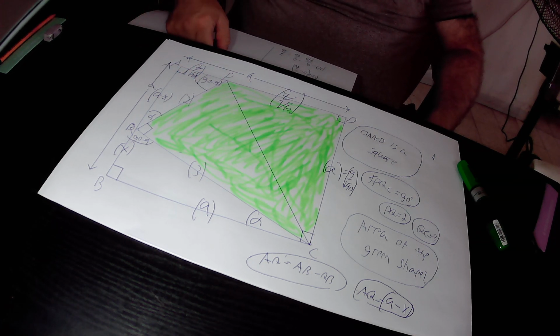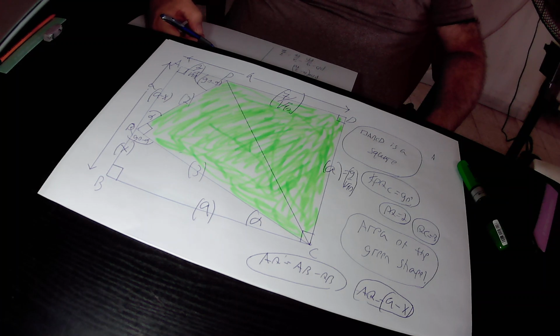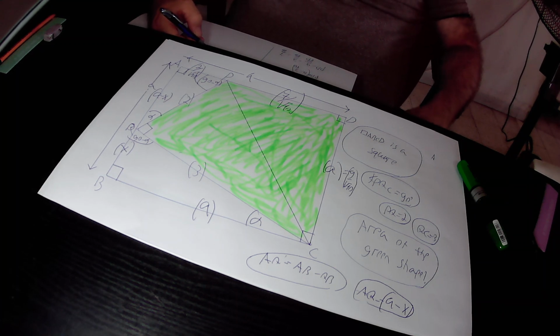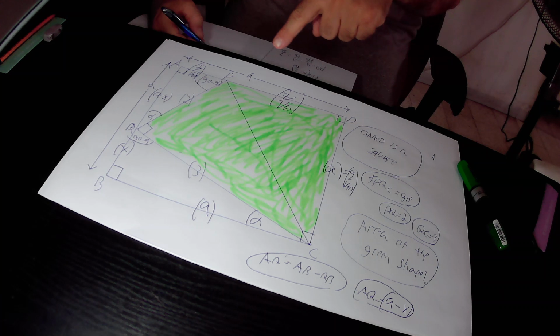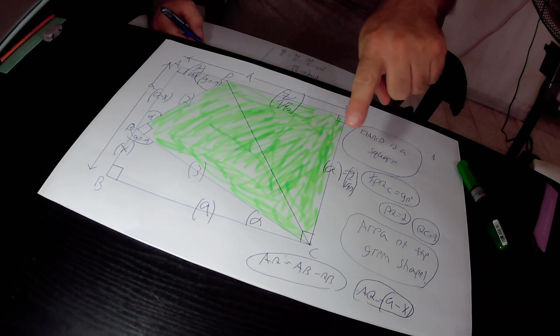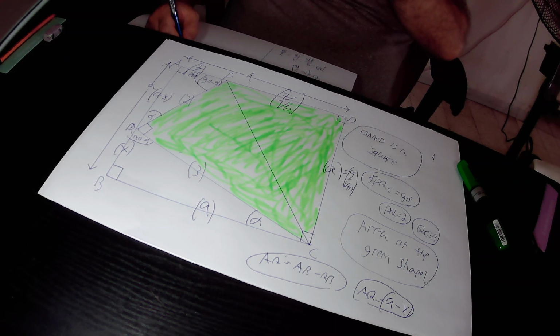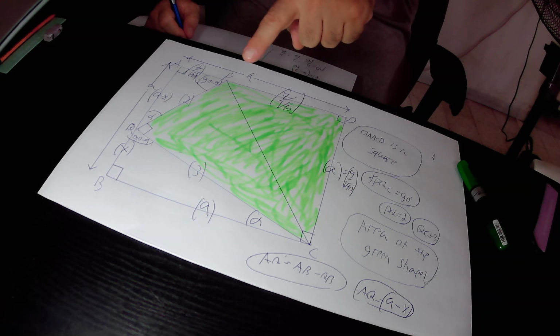So I write it now. In total, we found out that the area of this green shape equals the area of the right triangle PDC plus the area of this right triangle PQC.